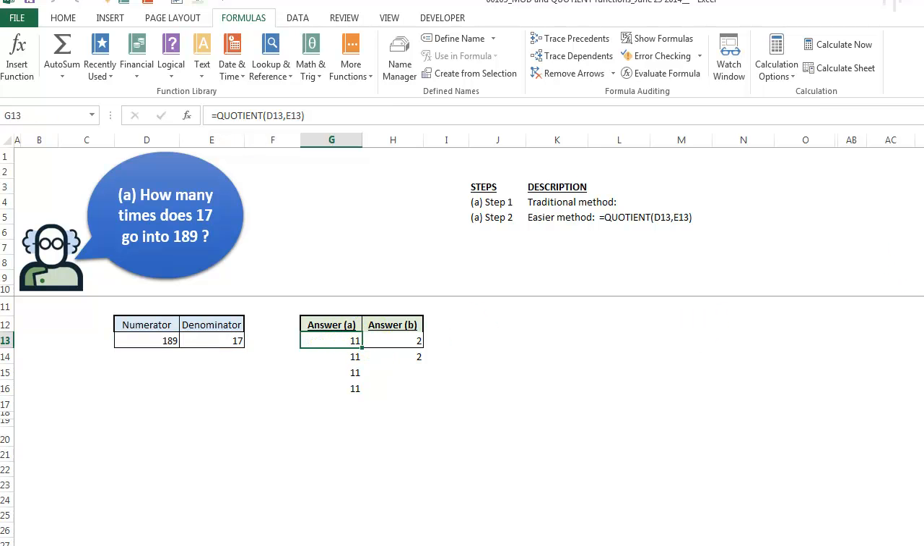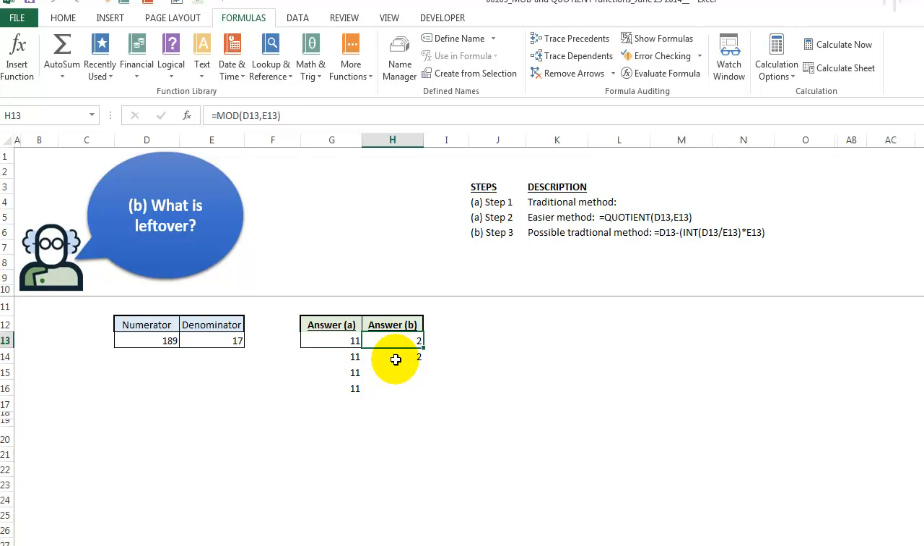And then, of course, the second part is this. What is left over? So we know it cleanly goes in there 11 times, but how many numbers are left over? So there's this way of doing it, which of course is kind of complicated, and I'm sure you can think of other complicated ways to do it. But if you use the mod function, it's very, very simple. Very similar. You just have to know the number and then what you're dividing by, and that gives you the 2.